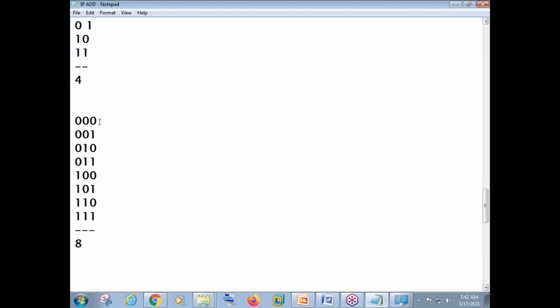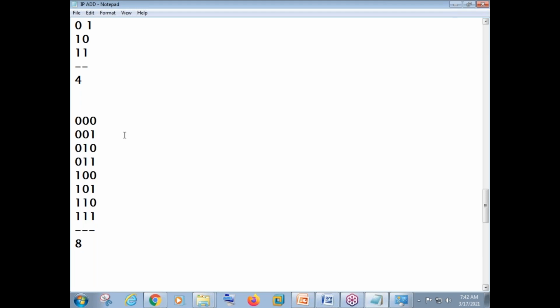And here 2 power 3. We have 3 bits here, so we can say 2 power 3. 2 power 3 means 2 multiplied by 2 multiplied by 2. So 2 times 2 is 4, and 4 times 2 is 8. So like this we can calculate. Instead of calculating the combinations in this way, we can simply use the formula 2 power the number of bits, and we will get our answer easily.